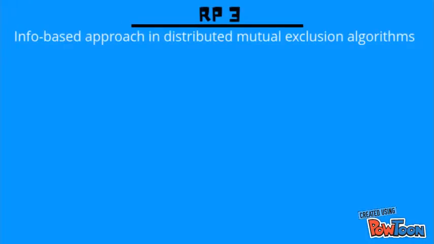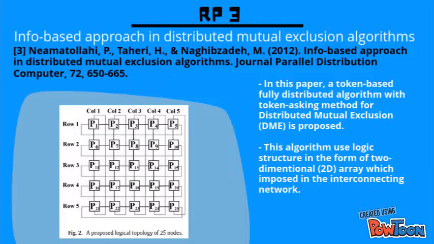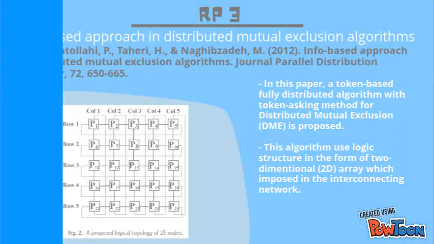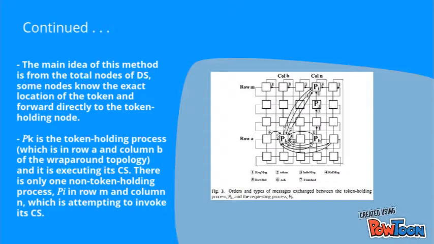In this paper, a token-based fully distributed algorithm with a token asking method for distributed mutual exclusion is proposed. This algorithm uses a logical structure in the form of a 2D array which is imposed on the interconnecting network. The main idea of this method is that from the total nodes of the DS, some nodes know the exact location of the token and forward directly to the token holding node. PK is the token holding process and it is executing its CS. There is only one non-token holding process.